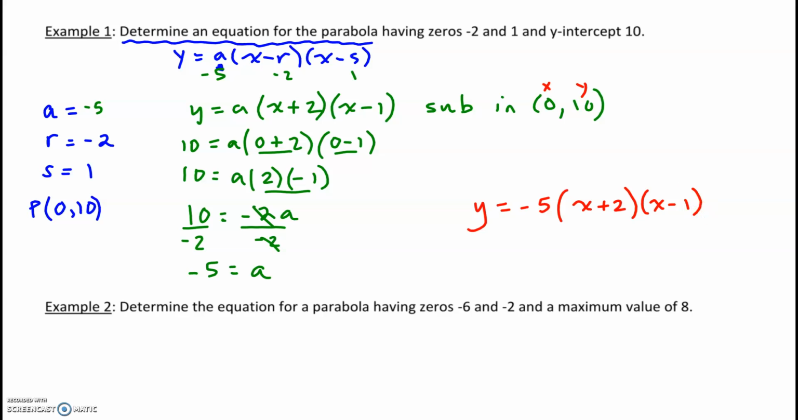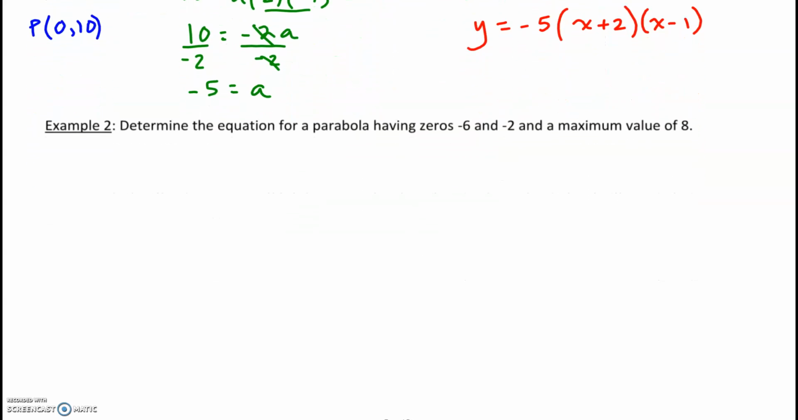All right, let's check out example 2. So example 2 says to determine the equation for a parabola. So again, we know that when we're going to determine the equation of a parabola, our final answer will be in the form y equals a times (x minus r) times (x minus s). We see that we have zeros -6 and -2, and a max value of 8.